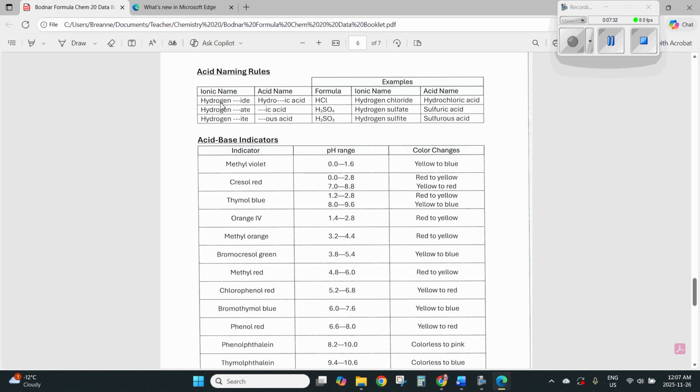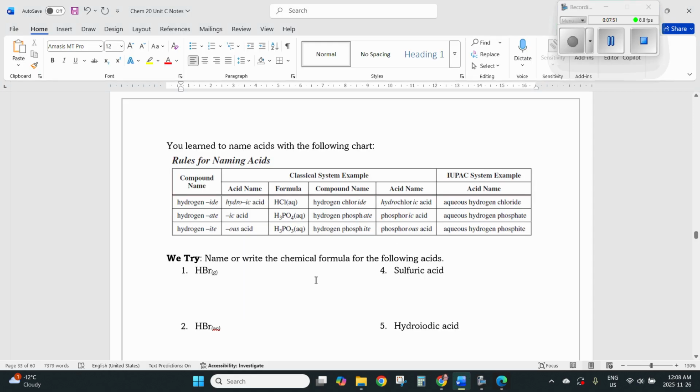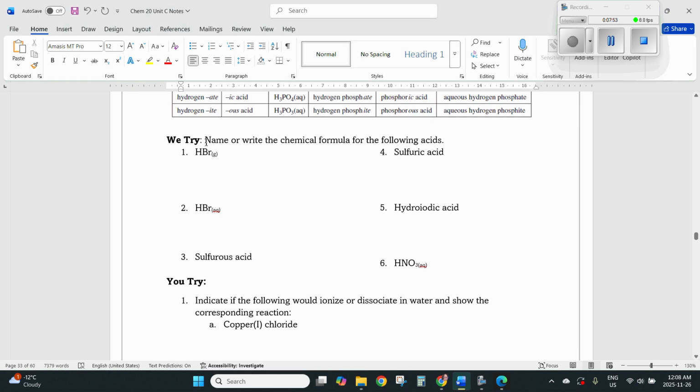If you have a name or a formula and you write the name as its ionic compound name and it becomes hydrogen blank ide, you change the hydrogen to hydro and the ide to ic acid. So we're going to do some examples, and then same thing for the last two.